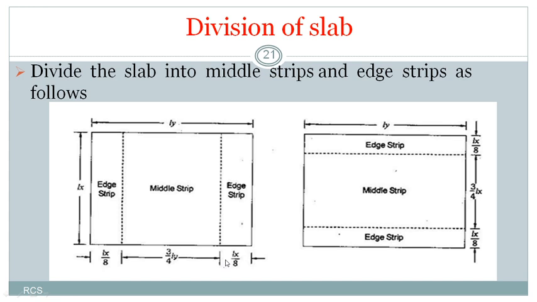These two are same. And similarly, if you take along the x direction, the width of the middle strip will be 3/4 of Lx, and the edges are Lx by 8 and Lx by 8. Like this, we have to divide our slab: edge strip, middle strip and another edge strip.